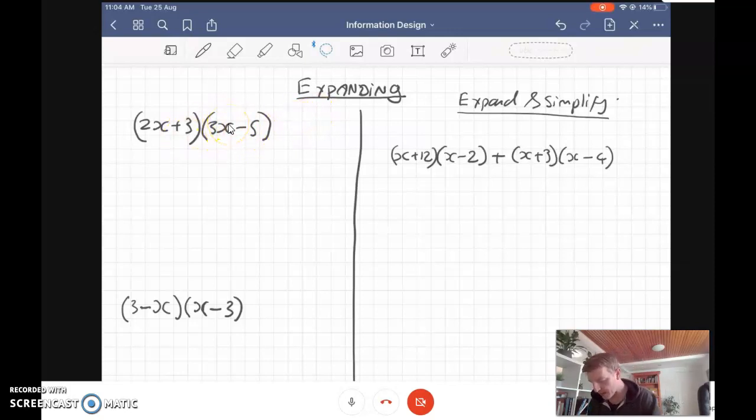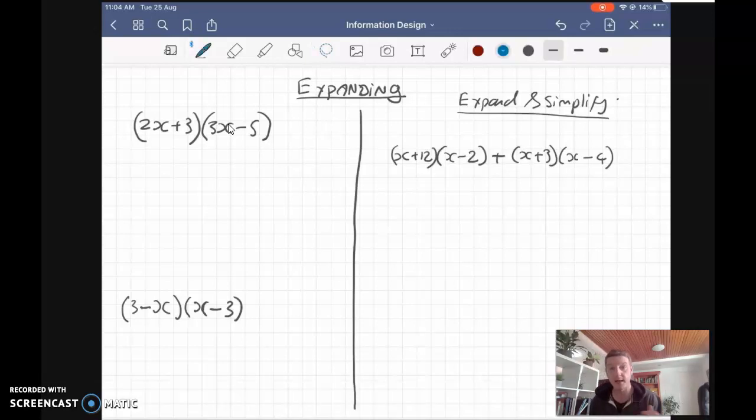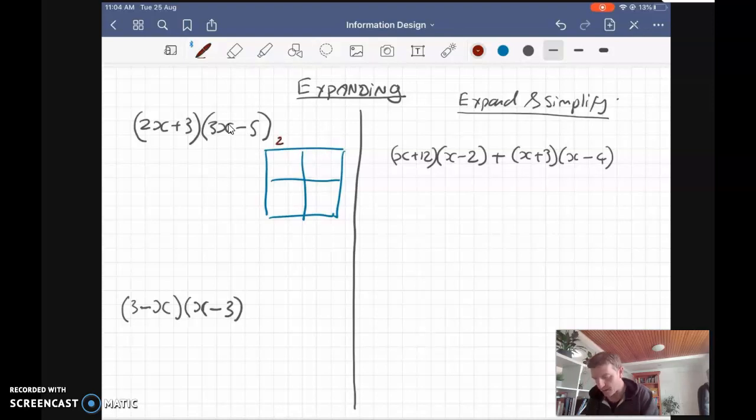Now, I always use the grid. So I'll make a grid over here. And I'm going to take the first bracket and put it along the top. So that's 2x plus 3. And then I'll take the second bracket and put it down the side, 3x minus 5. And then I'm going to make sure that I can multiply these.